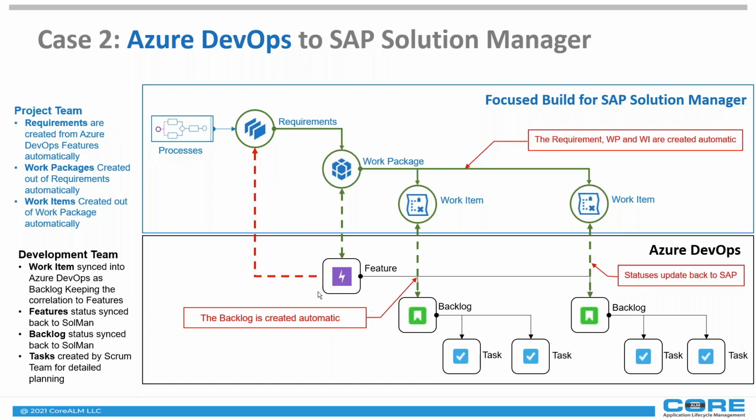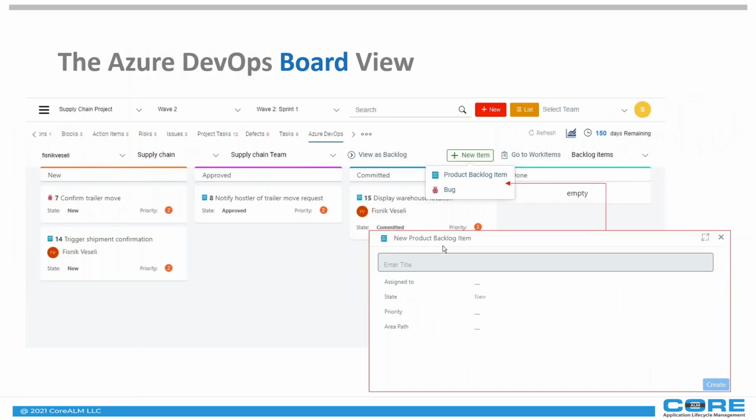Case number 2 would be that you create a backlog item, a feature for example, and a backlog item within Azure DevOps. This will automatically trigger the creation of a requirement within Focus Build, and will also create a work package, tie it back to the feature. It will also create a work item and tie it back to the backlog item. Again, the status is also updated in both places as you're working through this.